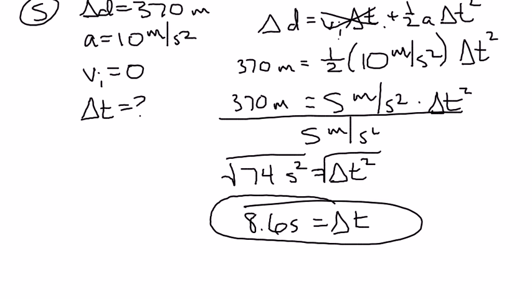We only have 2 sig figs there. So the time required for the penny to free fall from the deck to the street below would be 8.6 seconds. Seems like a long time, but it's also falling 370 meters, which is quite a ways.